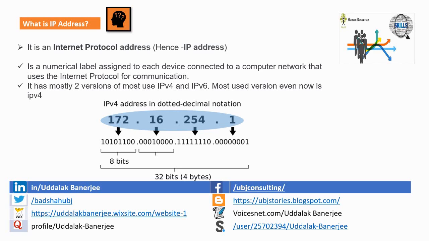So how does it look? It looks like this. There's a set of numbers divided by dots like this. Three dots are there in between these four numbers. So this is exactly how an IPv4 address looks.